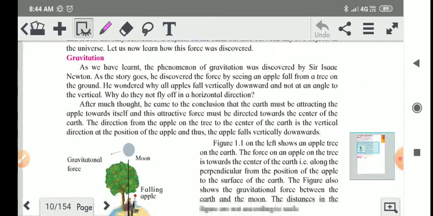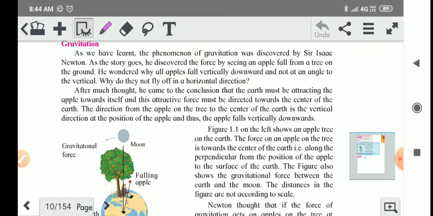As we learn, the phenomenon of gravitation was discovered by Sir Isaac Newton. As the story goes, he discovered the force by seeing an apple fall from a tree on the ground. He wondered why all apples fall vertically downward and not at an angle to the vertical. Why do they not fly off in a horizontal direction?